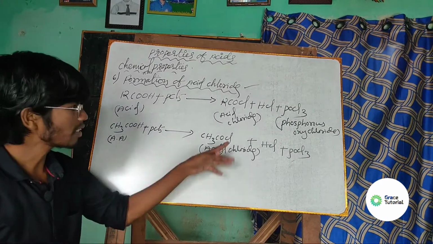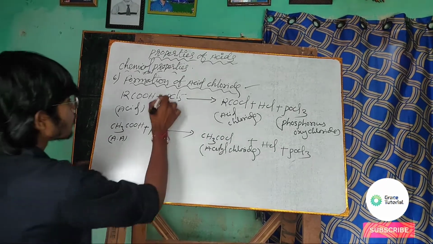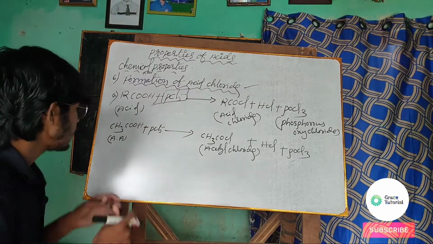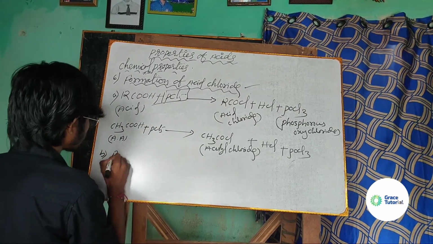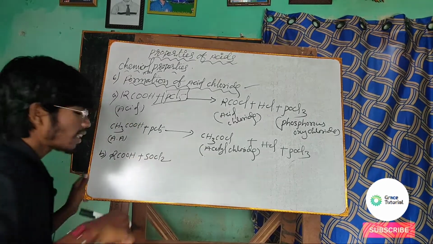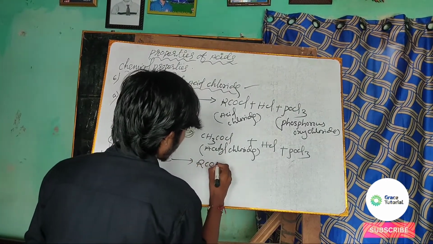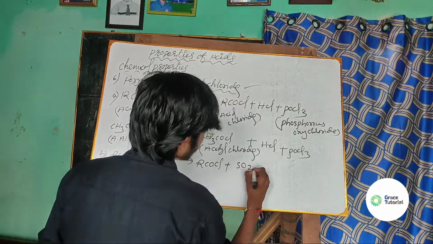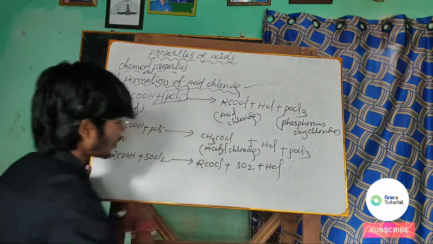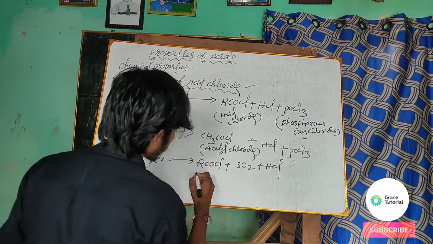So acetyl chloride, that means how is the acid chloride obtained? The formation of acid chloride can take place when the acid reacts with PCl5. The acid chloride can also be obtained if the acid reacts with SOCl2, that is thionyl chloride. When the acid reacts with thionyl chloride, then RCOCl, sulfur dioxide plus HCl. So if the acid reacts with thionyl chloride, then acid chloride is obtained, no doubt.